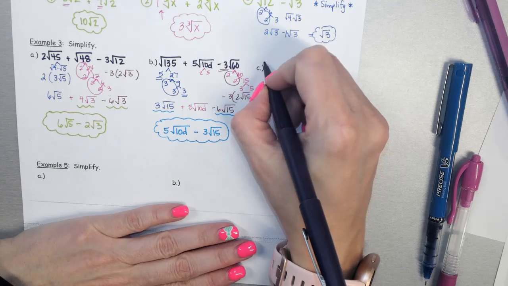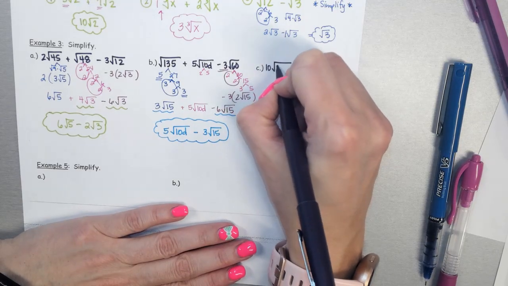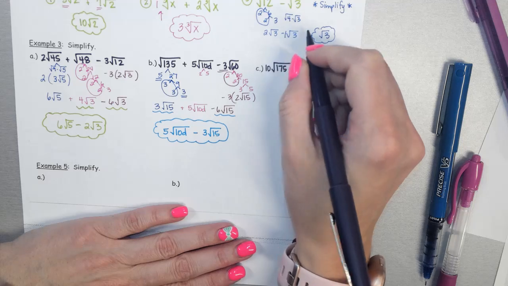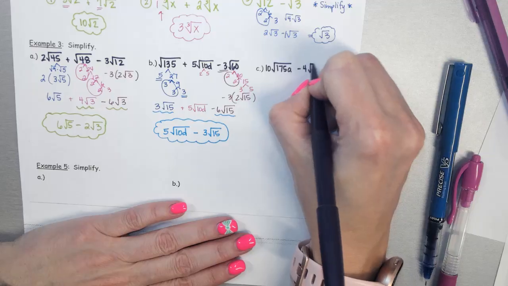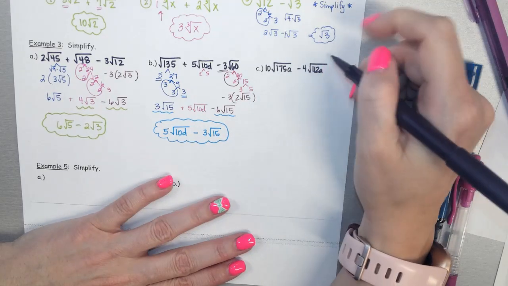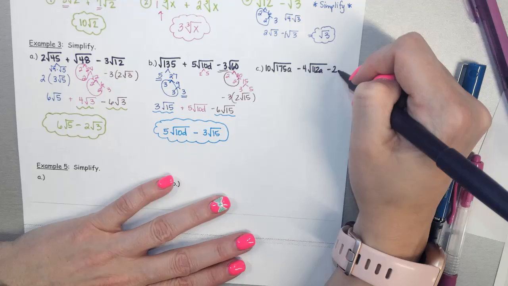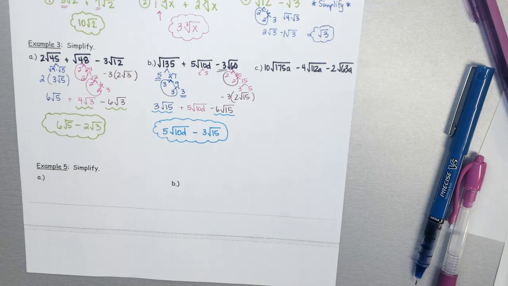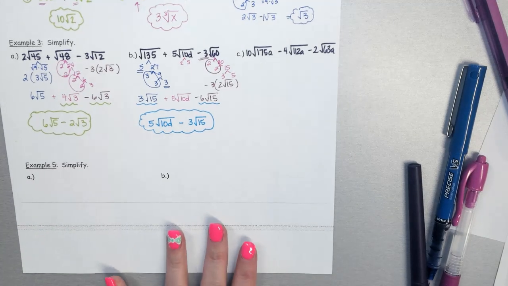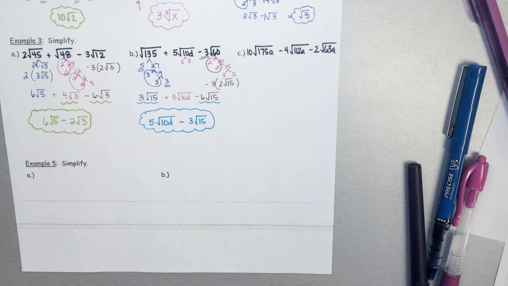All right, and then for part C, we have 10 square root of 175a minus 4 root 112a minus 2 square root of 63a. All right, so why don't you start by doing the factor tree for the first one. So you can simplify that down. And then you can move your way through those just one by one.